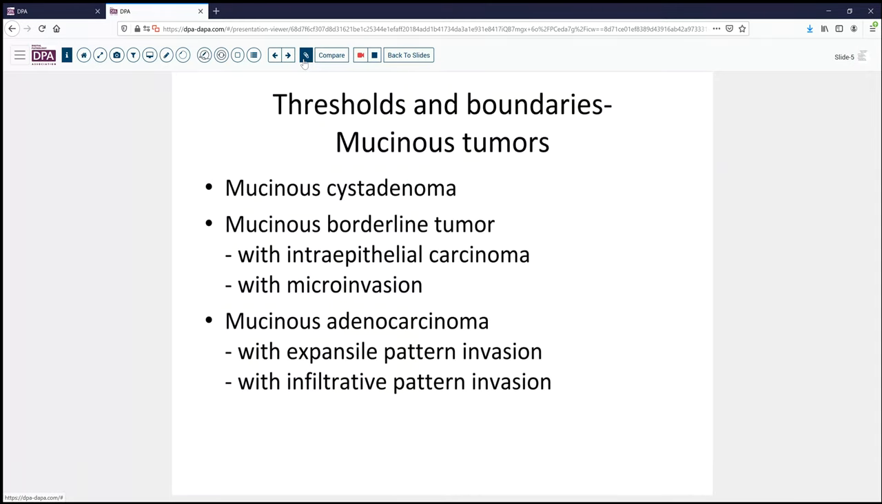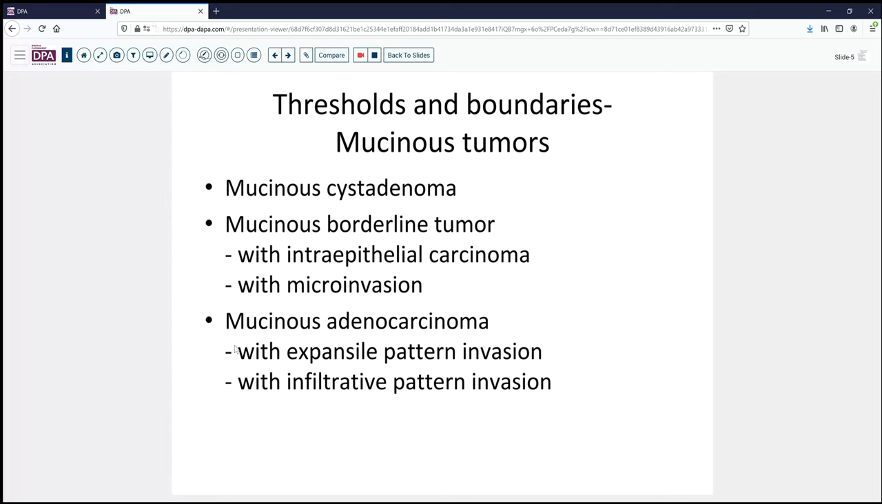So what are the thresholds that we're concerned about? Where are the management differences that are going to happen? Well, first of all, anything you call mucinous cystadenoma is not going to get further follow-up. So you want to be able to put solidly benign on the lesion so that the patient doesn't need to be further followed. Mucinous borderline tumors, on the other hand, will have some degree of follow-up, and that will increase and may lead to further treatment or at least staging if there is either intraepithelial carcinoma within the borderline tumor or evidence of microinvasion.